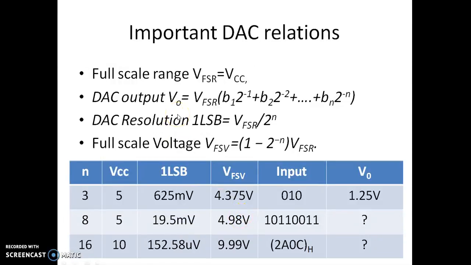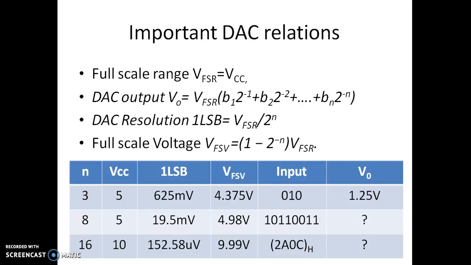Let us see the important relations that are used in the DAC. Full scale range, which is VFSR, is usually almost equal to VCC, and the DAC output voltage V0 is given by VFSR into the binary values, that is B1 into 2 power minus 1, B2 into 2 power minus 2, up to Bn into 2 power minus n. The DAC resolution is given by 1 LSB, which is nothing but VFSR divided by 2 power n.